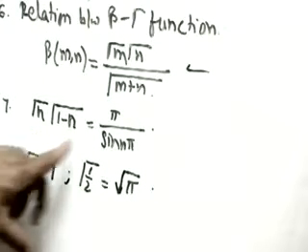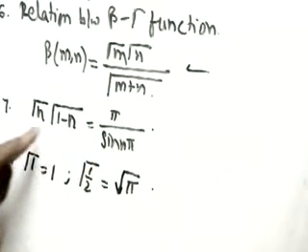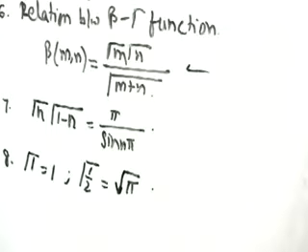One more formula is here. Sometimes we have to use this formula. I will explain when we are going to use it in the questions. Gamma of n into gamma of 1 minus n equals pi by sin n pi.